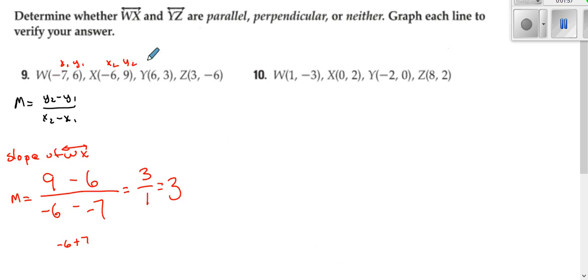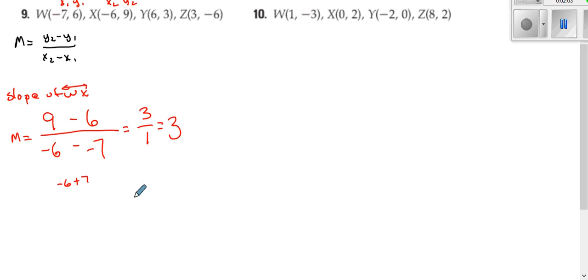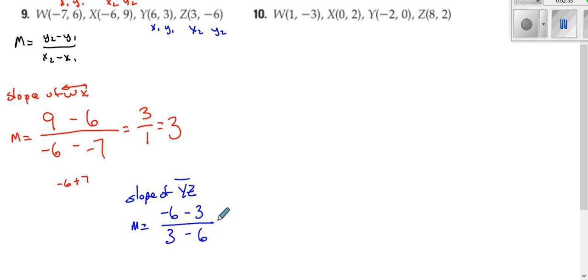Now let's switch to blue for YZ. I'm going to scroll down a little bit and do the slope of YZ below here. Same formula. Slope equals y2 minus y1 over x2 minus x1. If I wasn't sure, I could say x1, y1, x2, y2. So y2 is negative 6, minus y1, which is 3, over x2, which is 3, minus x1, which is 6.